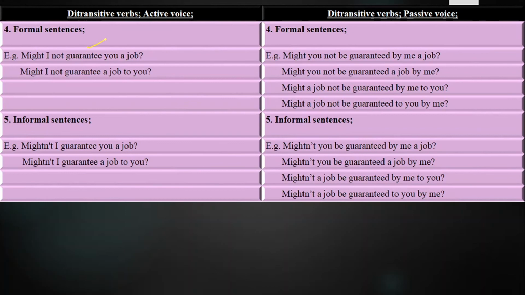Might I not guarantee you a job? Might I not guarantee a job to you? Might you not be guaranteed by me a job? Might you not be guaranteed a job by me? Might a job not be guaranteed by me to you? Might a job not be guaranteed to you by me?